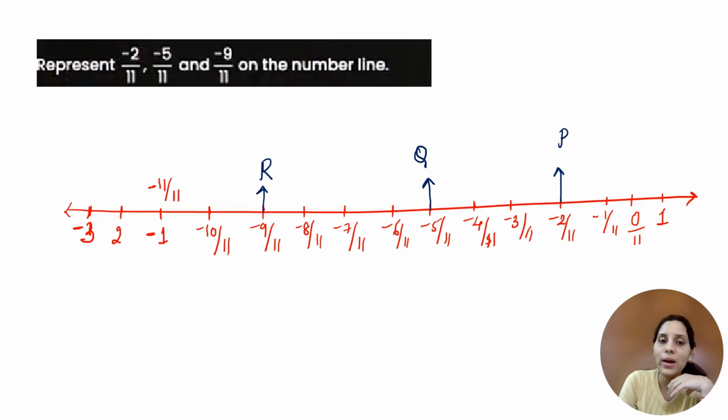Suppose I have minus 2 by 9, minus 5 by 9, minus 9 by 9. Between 0 to minus 1 you will divide it into 9 parts. 0 by 9, minus 1 by 9, minus 2 by 9, and so on. All of the numbers are the same to represent on a number line.